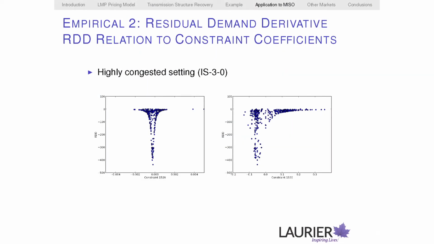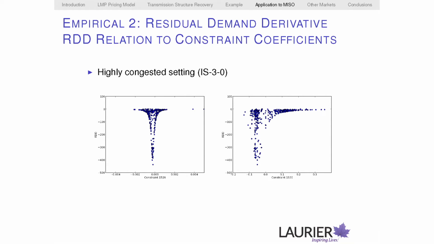Okay, so this just shows how those residual demand derivatives depend on particular constraints. This is one active constraint, where the active constraint doesn't have a particularly large impact. I've cropped it a little bit, but essentially it's centered on 0. And there's one particular constraint, where that highly congested area is a high demand area, and there's high correlation between the parameters of that constraint and that residual demand derivative.